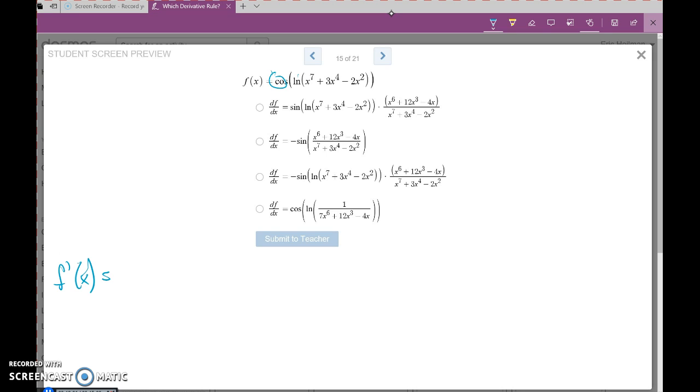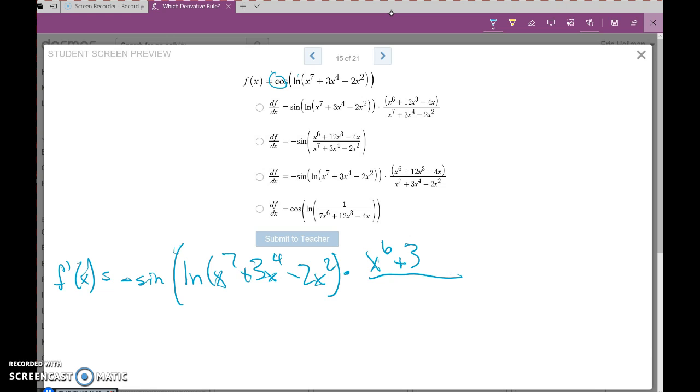when I take the derivative, first thing I'm going to do is take the derivative of the outermost function. The derivative of cosine is negative sine, and then we leave everything inside that function alone. Okay, then times the derivative of the next function. The next innermost function is natural log of x to the 7th plus 3x to the 4th minus 2x squared. The derivative rule for natural log is the derivative of what was inside the function. So x to the 6th plus 3x to the 4th minus 4x.